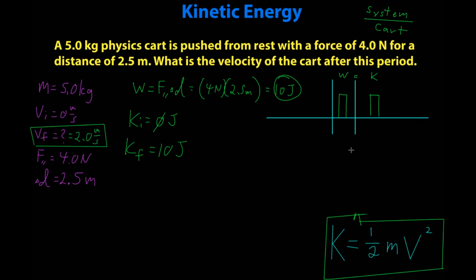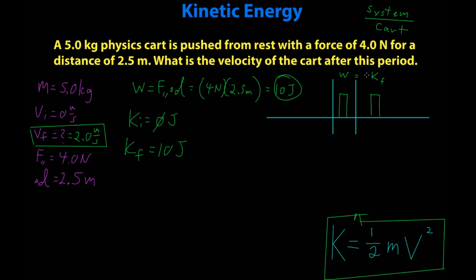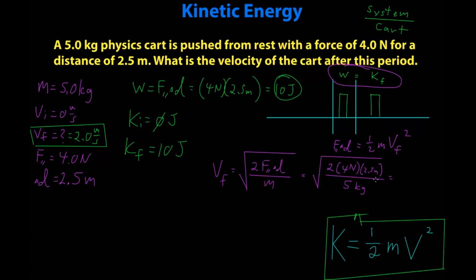Just a quick side note, I also could have done this in one shot. Recognizing this relationship here, if I did force times displacement equals 1/2 m Vf squared, because kinetic energy final, I literally could have rearranged this. And I'll get the square root of 2 force parallel delta D over m. This would be my work with the individual variables, and I would still get 2.0 meters a second. So this is a technique that's going to be really important a little later. I kept it pretty simple for now.